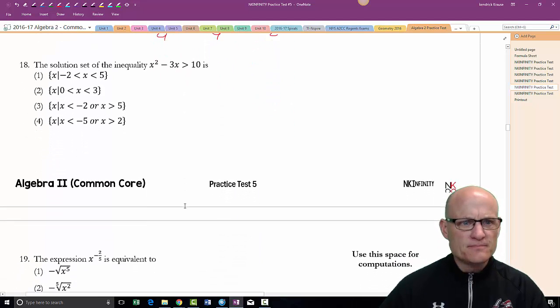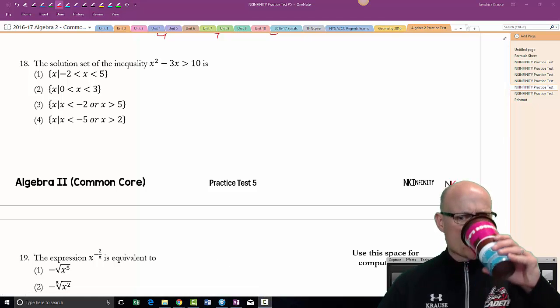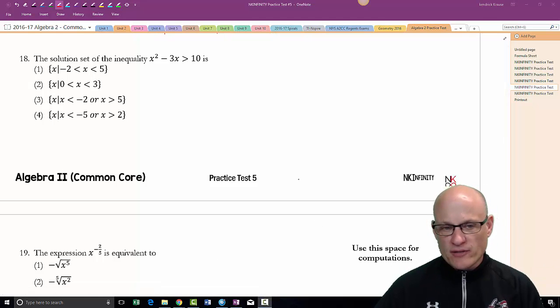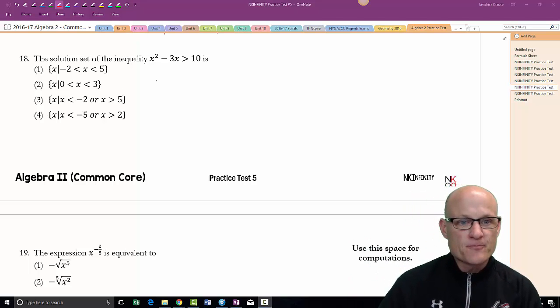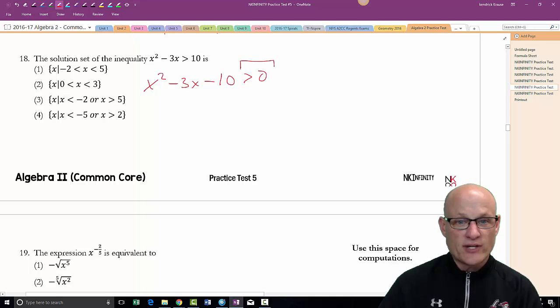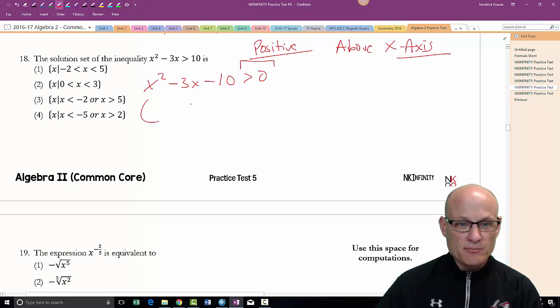Finally, this one. I'm going to show you a couple of different ways to do this. The first way, I'm just going to go the straightforward way. We're going to bring the 10 over: x squared minus 3x minus 10 is greater than 0. Now, you've got to understand that greater than 0 means positive. That's all it means. Or above the x axis. So, factor this.